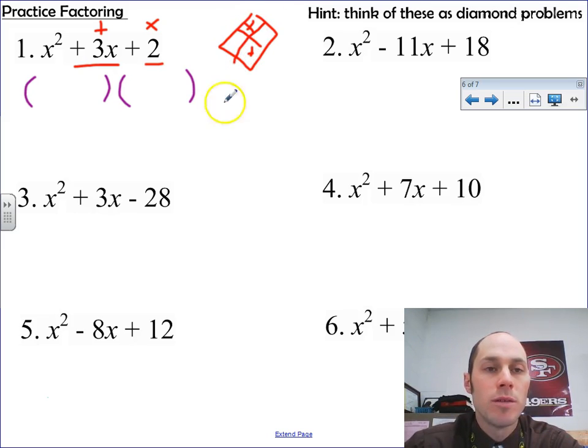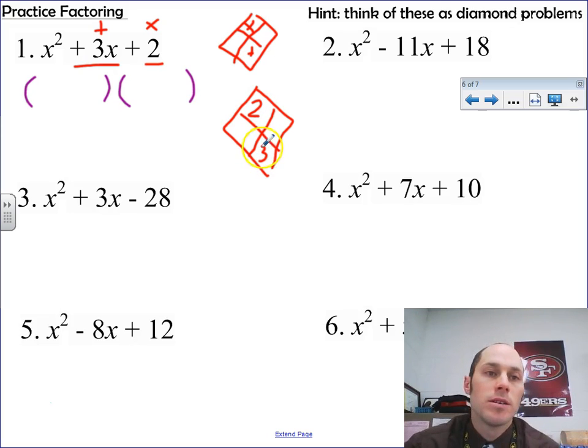We've got to come up with the two numbers. So in our first case, we need to get a product of 2 and a sum of 3. How do I do that? Well, think of my factors of 2. Factors of 2 are 1 and 2, and those add up to 3.